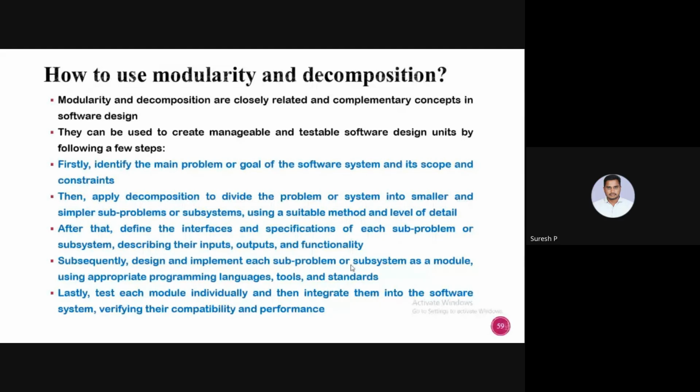So we are supposed to follow certain steps with the help of modularity and decomposition techniques in order to create manageable and testable software. There are 5 steps we are supposed to follow. The first step is to identify the main problem. For example, whenever you have a problem, first you have to identify what has to be done for that particular problem: what is the main problem, what is the main goal of that software system, what will be the scope, and what are the constraints of that problem. These things should be identified.